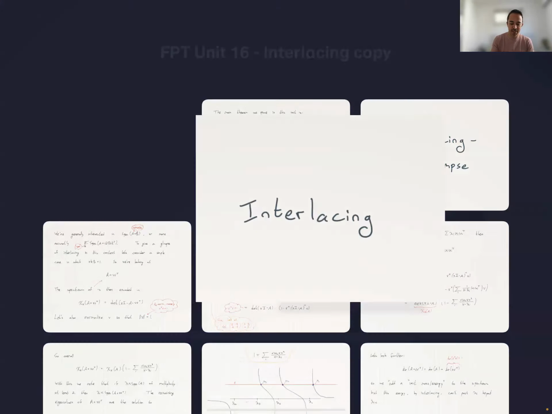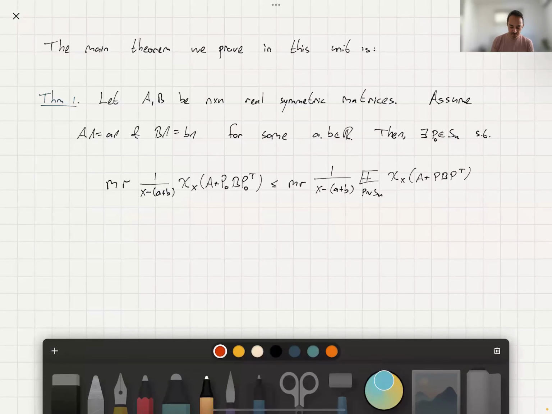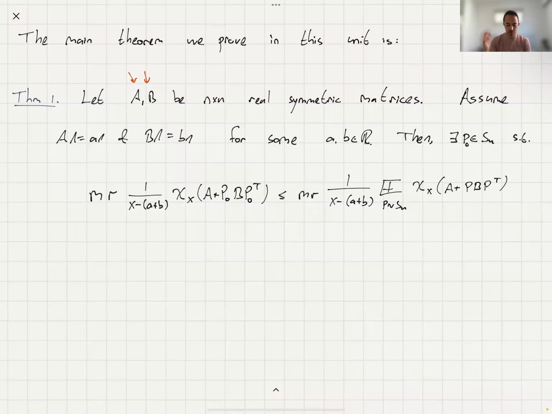Okay, so this is the interlacing unit, and this is the main theorem that we're going to prove. Similarly to the setup that we had in the quadrature, we are looking at two n by n real symmetric matrices A and B. So we know all eigenvalues are real. And we also assume that the all ones vector is a common eigenvector of both A and B, with possibly distinct eigenvalues.